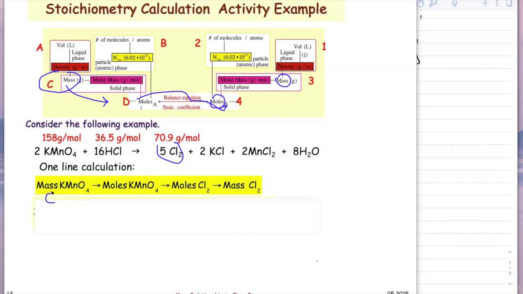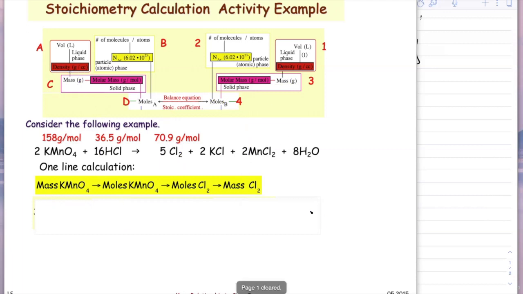So the mass of potassium permanganate, the moles of potassium permanganate, the moles of chlorine. And then if I want to calculate the mass of chlorine, that's the path. C to D, 4 to 3. And the conversion factor is the molar mass, to go from mass to moles, the balance equation, to go from moles of potassium permanganate to moles of chlorine, and then the molar mass of chlorine, to go from moles of chlorine to mass of chlorine.